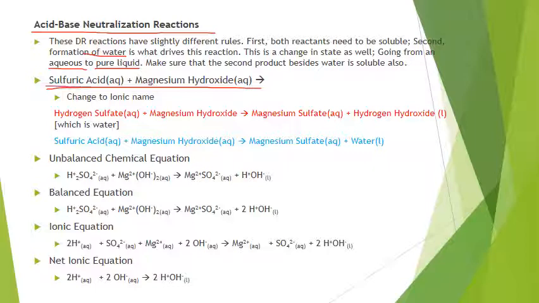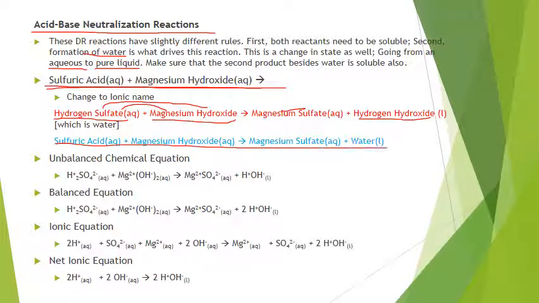So here's sulfuric acid plus magnesium hydroxide, and I would strongly suggest you change the acid to its ionic name. So hydrogen sulfate plus magnesium hydroxide. Now you can swap names. So it's going to be magnesium sulfate with hydrogen hydroxide, and hydrogen hydroxide is simply water. Okay, so here you go.